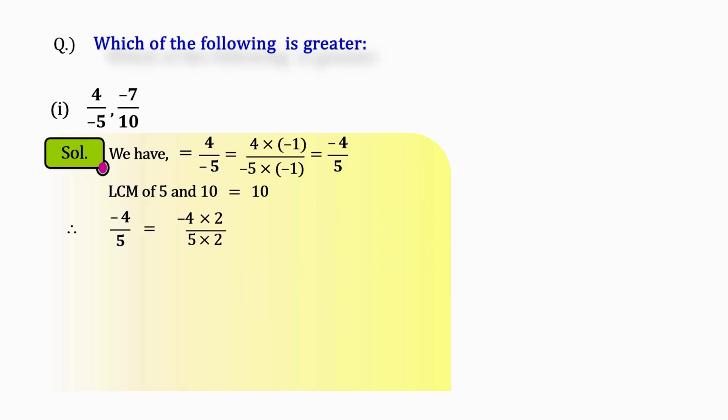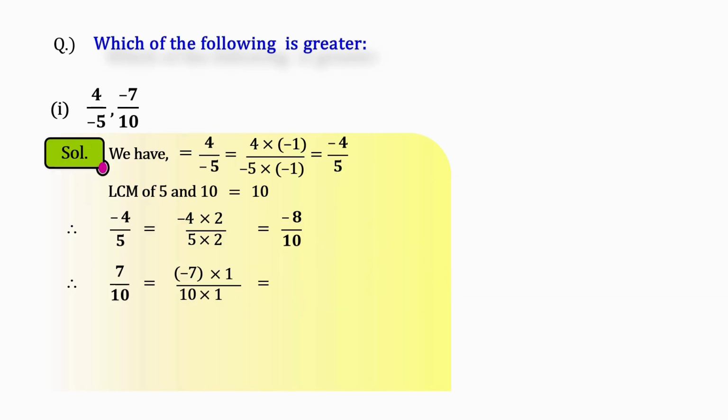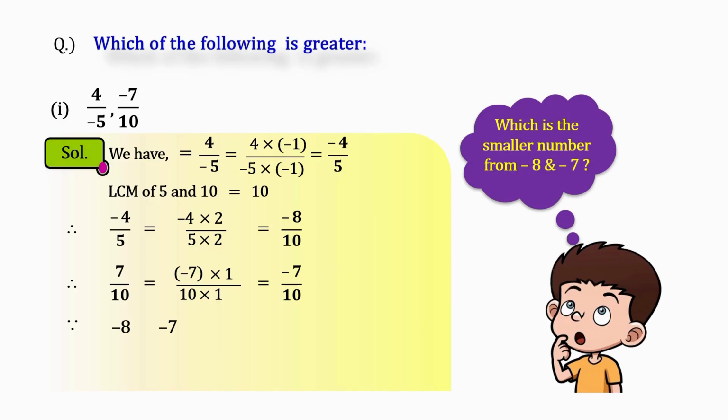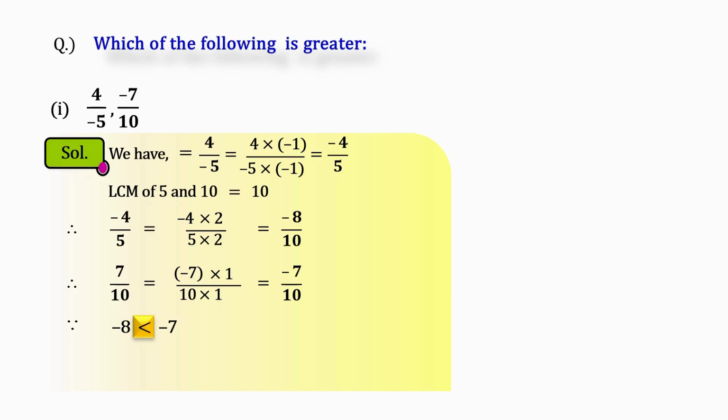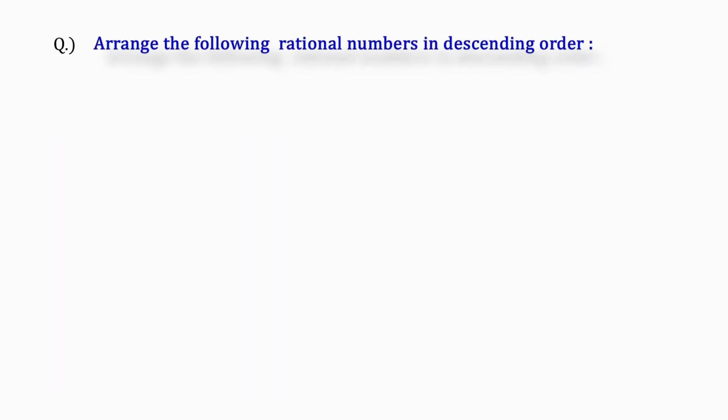So we have to multiply 2. In this case, multiply with 1. Now we need to compare minus 8 and minus 7. So now which one is smaller? So minus 8 is smaller than minus 7. So in this case, since the question is which one is greater, minus 7 by 10 is greater.